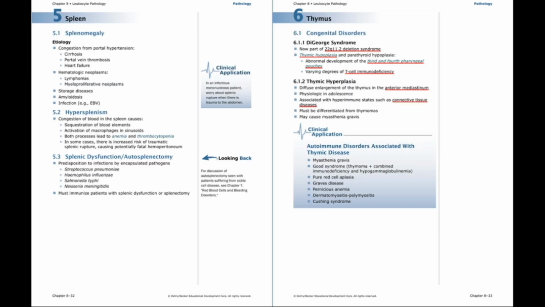Important diseases of thymomas include myasthenia gravis, which is discussed under the neuropathies. The page inset shows the autoimmune disorders associated with thymic disease. Most prominent and certainly the most widely tested is myasthenia gravis with its fatigable weakness. Other causes include Good syndrome, which is thymoma with immunodeficiency, pure red cell aplasia, and then a host of immune complex diseases such as Graves' disease, pernicious anemia, dermatomyositis, polymyositis, and Cushing disease.